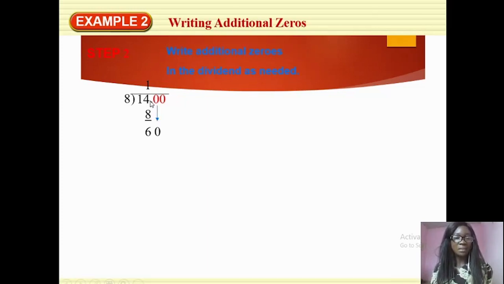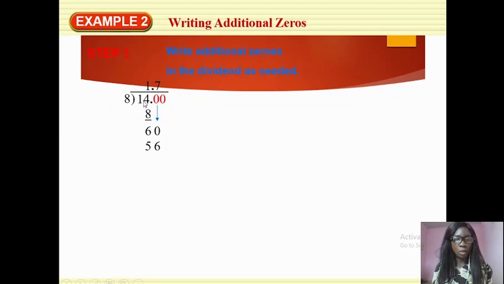So putting a decimal point here, meaning that we have to now bring down what? Our zeros, right? So now we are bringing down 0, meaning that we have 60. And because we brought down 0, we have to put a decimal point after 1. So we'll say 8 into 60, how many times?